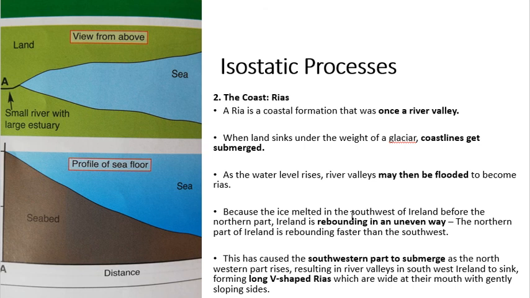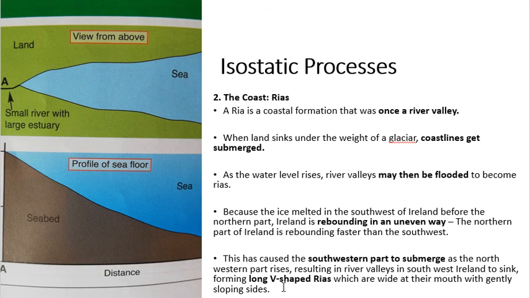Okay, so the northern part of Ireland is rebounding back to its normal self faster than the southwest. Okay, and what has happened is this has caused the southwestern part to submerge as the northwestern part rises. So it's kind of like as the northwestern part goes up, the southwestern part continues to go down. Okay, and this has resulted in river valleys in the southwest of Ireland sinking, in places like Cork, Kerry, Clare, Limerick. As a result, there are long V-shaped rias which are wide at the mouth along the southwest coast of Ireland.